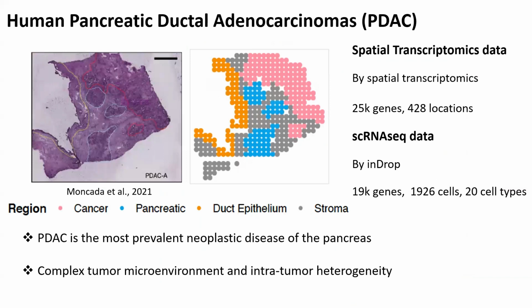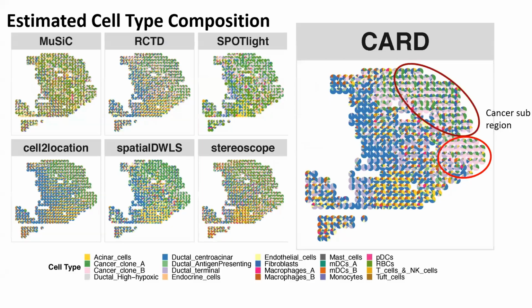So let's look at a real data example. This is pancreatic cancer data. This is spatial transcriptomics with 25,000 genes and 400-ish locations. We have a single cell RNA sequencing reference. Here are the results. It shows 6 different methods on the left and CARD on the right. The pie chart on CARD captures the general structure of this tissue.